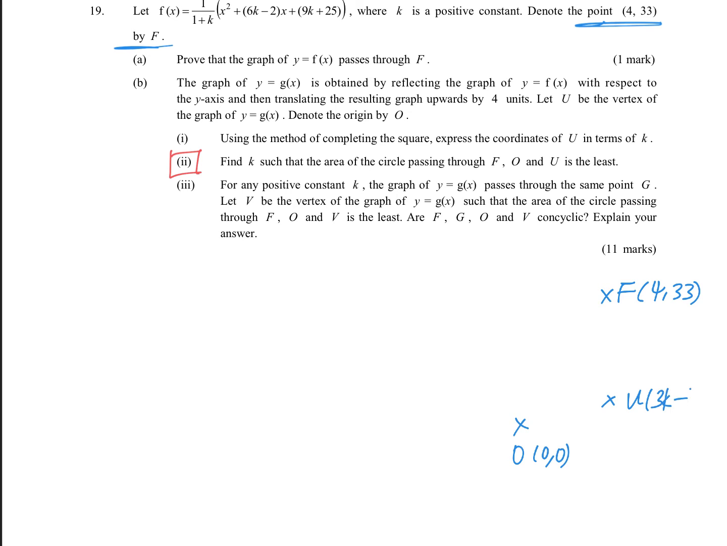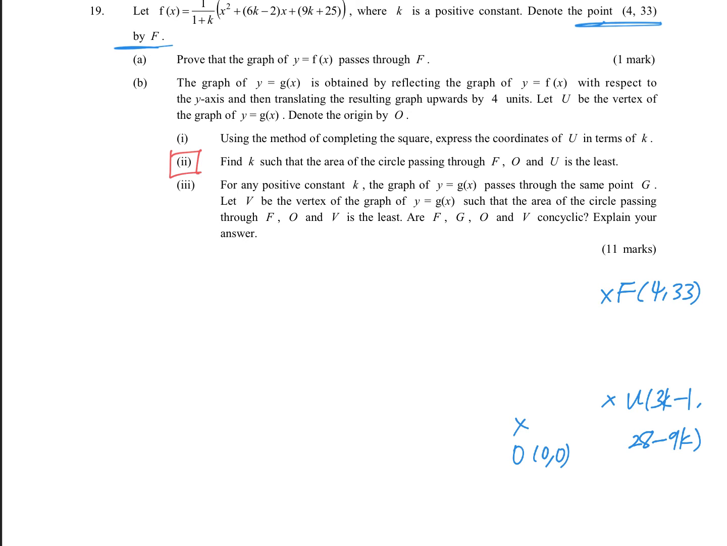3k minus 1, 28 minus 9k, in this way. And then I will have a circle passing through these 3 points. But of course, we can have a very big circle, right? We can have a big circle passing through all these 3 points.